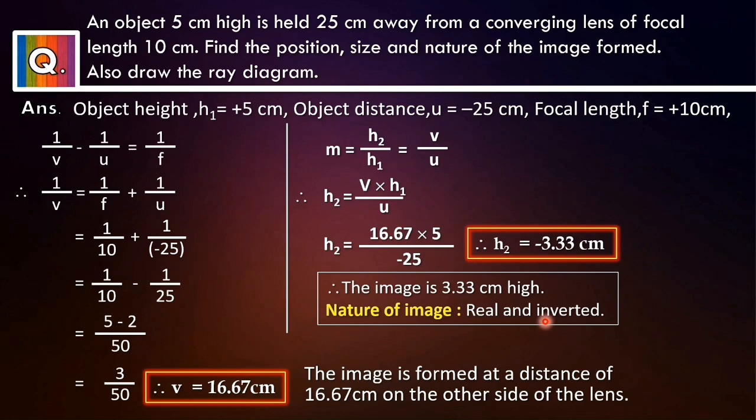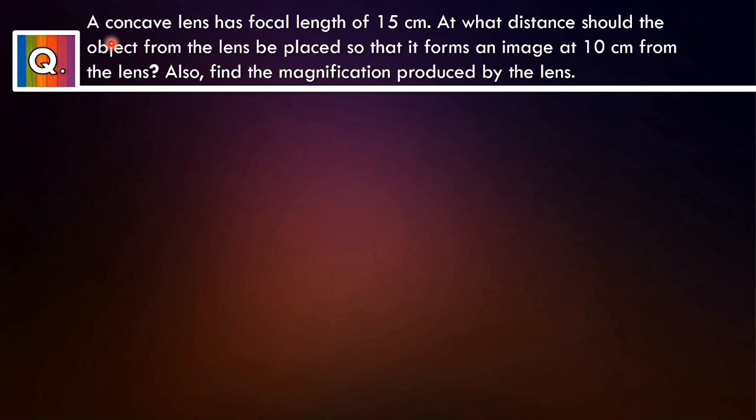Am I clear everyone? Okay guys, now try to draw the ray diagram by yourself. Now let us see the last question. A concave lens has focal length of 15 cm. At what distance should the object from the lens be placed so that it forms an image at 10 cm from the lens? Also find the magnification produced by the lens.